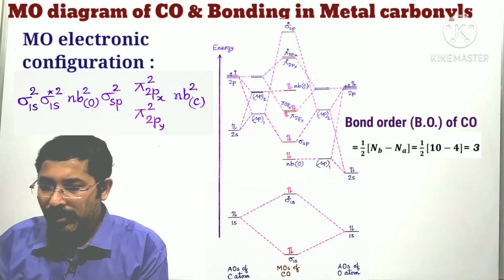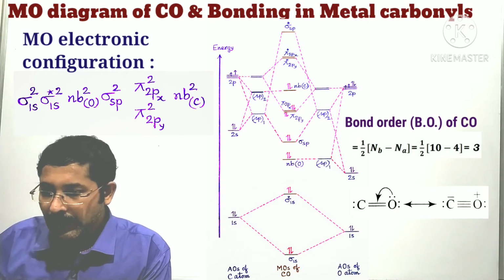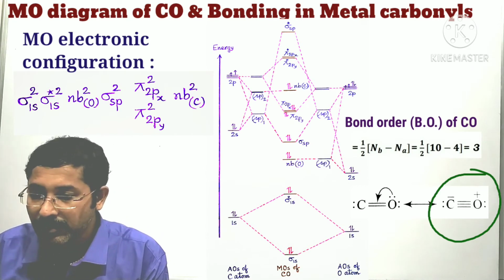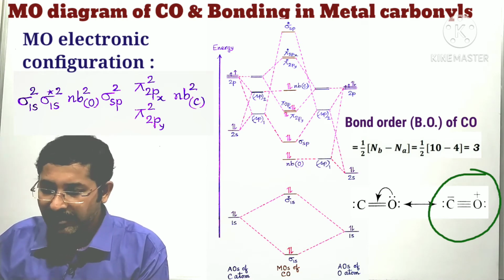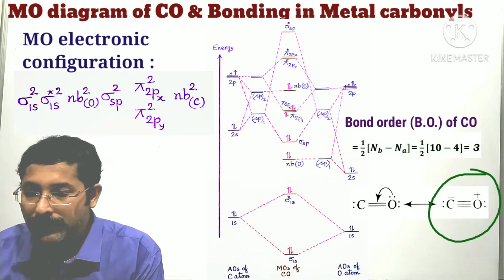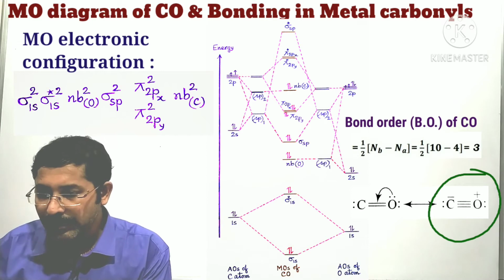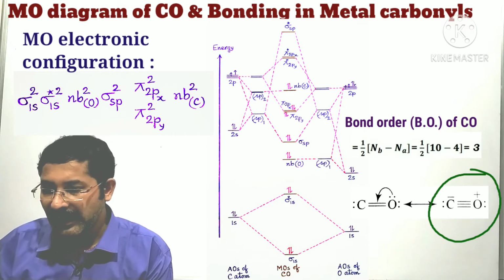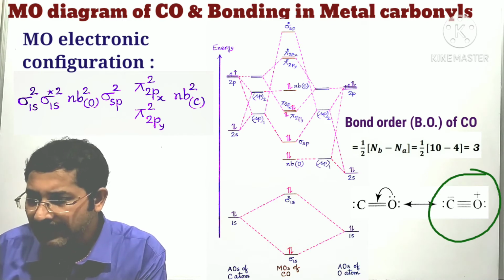And we know carbon monoxide can be represented by 2 resonating structures. This resonating structure of carbon monoxide actually explains correctly the result of molecular orbital theory. Because, take a close look here. This carbon contains one lone pair of electrons and this oxygen contains another lone pair of electrons.